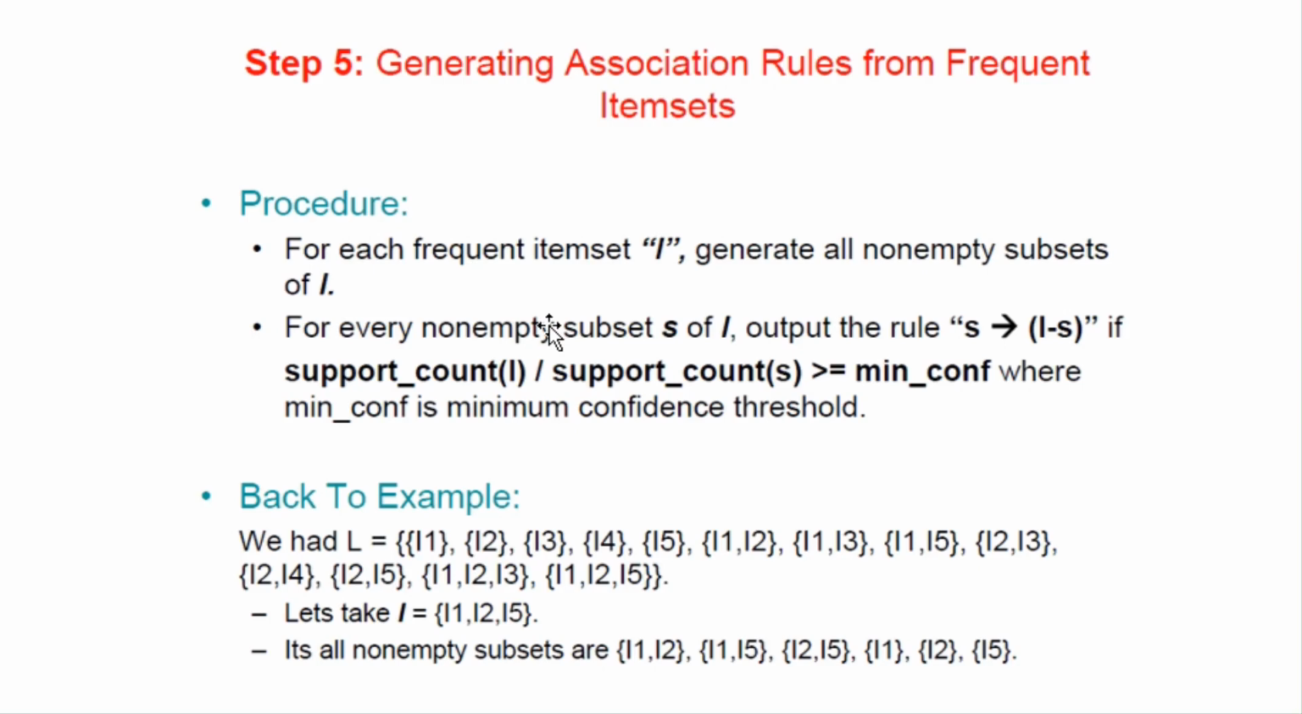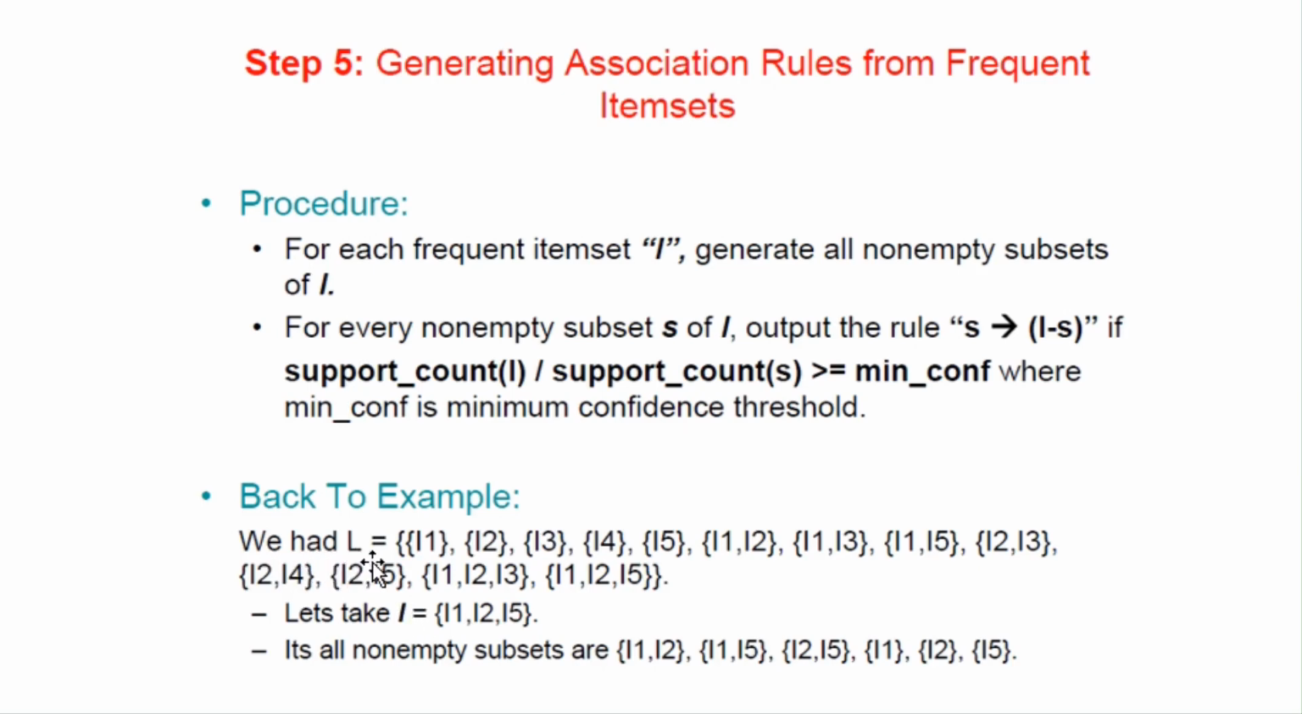For each frequent item set I, generate all non-empty subsets of I. For each non-empty subset S of I, output the rule S tends to I minus S if support count of I by support count of S is greater than or equal to minimum confidence. That is, the support count of a particular item set I by the support count of S, which is a subset of I, if it is greater than or equal to the minimum confidence threshold, then we will consider it. So let's take an example to understand this procedure very clearly.